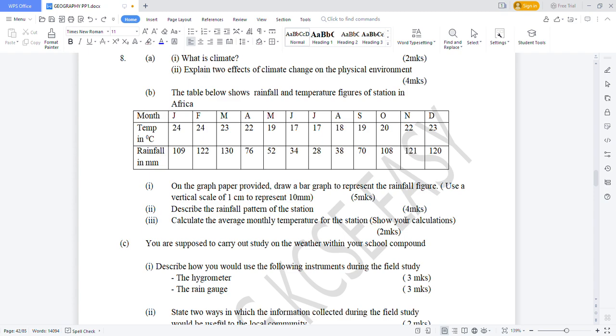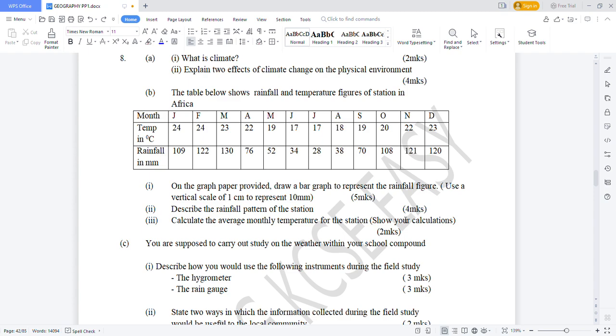Then part B of the question, describe the rainfall pattern of the station. For this kind of question, you just need to look at the figures, and from the figures you are going to get the answers right. So the first one, rainfall decreases from April to June, then it increases from July to December.